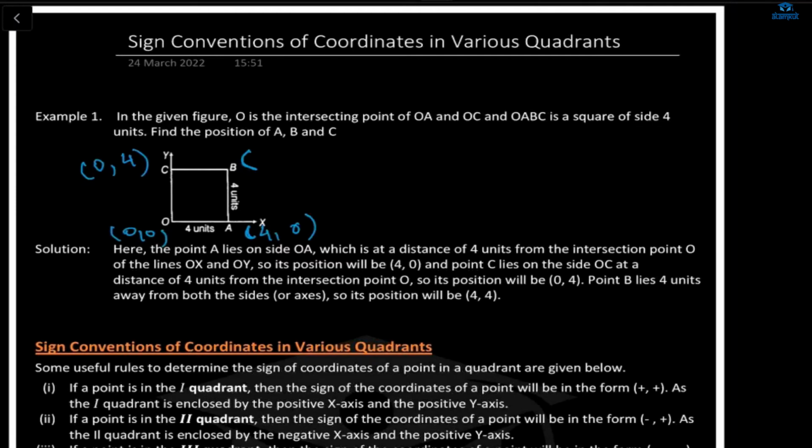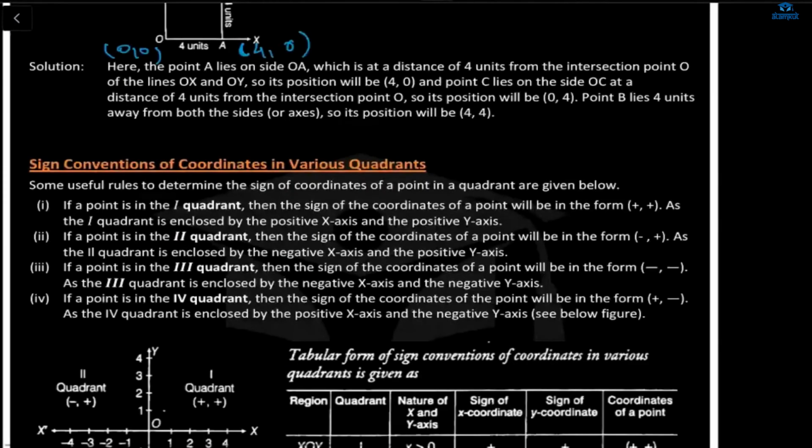So that is 4 units, and for y, also the perpendicular distance of the point from the x-axis, measured along the y-axis. So it will be 4, 4. Okay. Any doubt in this? No, ma'am. Now comes the sign convention.